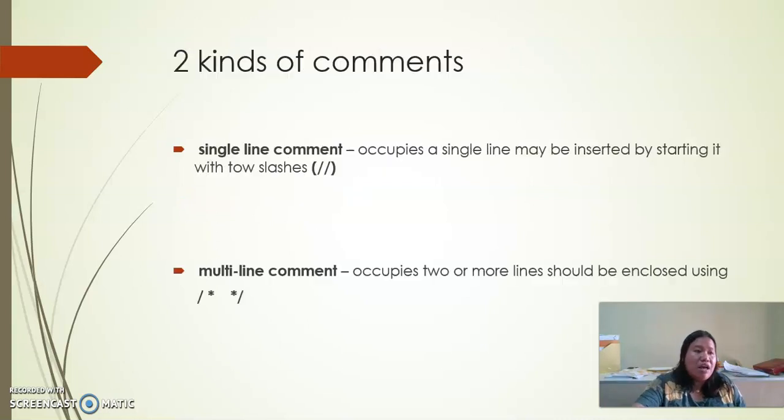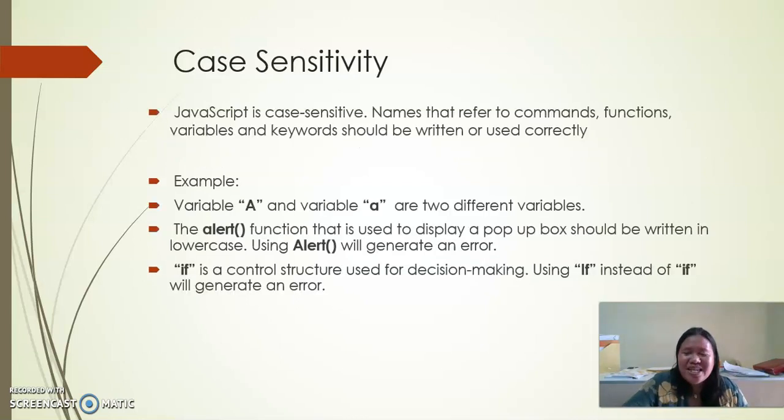These are the two kinds of comments: the single line comment and the multi-line comment. A single line comment occupies only a single line and may be inserted by starting it with two slashes. The multi-line comment is the opposite, so it occupies two or more lines and should be enclosed using slash, asterisk, asterisk, slash, okay? Understood?